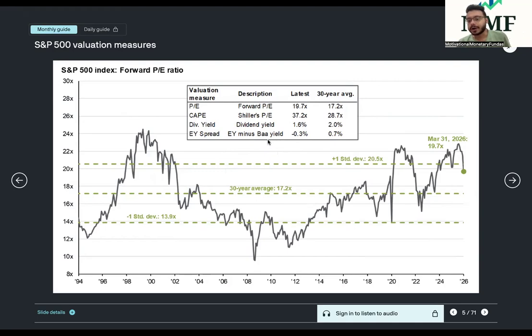a Baa bond, having a credit rating of Baa, is giving you a better yield vis-a-vis the earning yield, which is the inverse of the price to earning multiple on the S&P 500, right? Which is 1 divided by 19.7 in this case. In this case, it is 1 divided by 17.2.